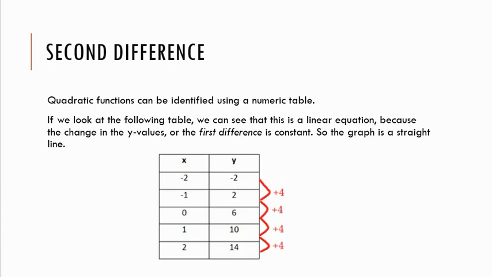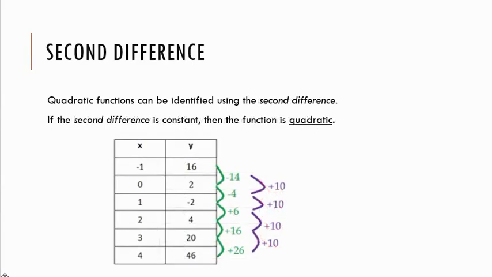Okay, so if we look at the following table, we can see that it's a linear equation because the change in y values, or the first difference, is constant. So the graph is a straight line. For each one step that x takes, so it goes from -2 to -1 to 0 to 1 to 2, the y values change by +4. So from -2 to 2, 2 to 6, 6 to 10, and 10 to 14.